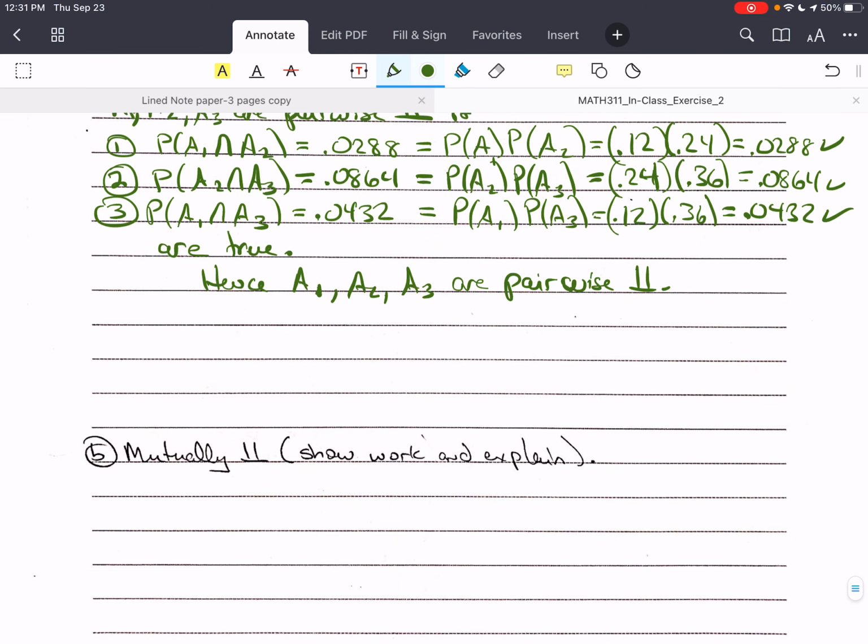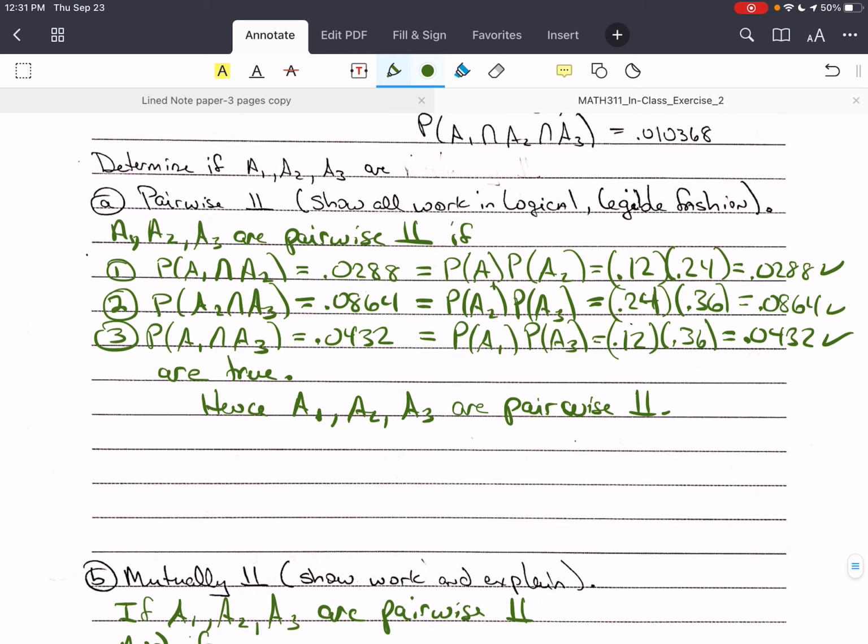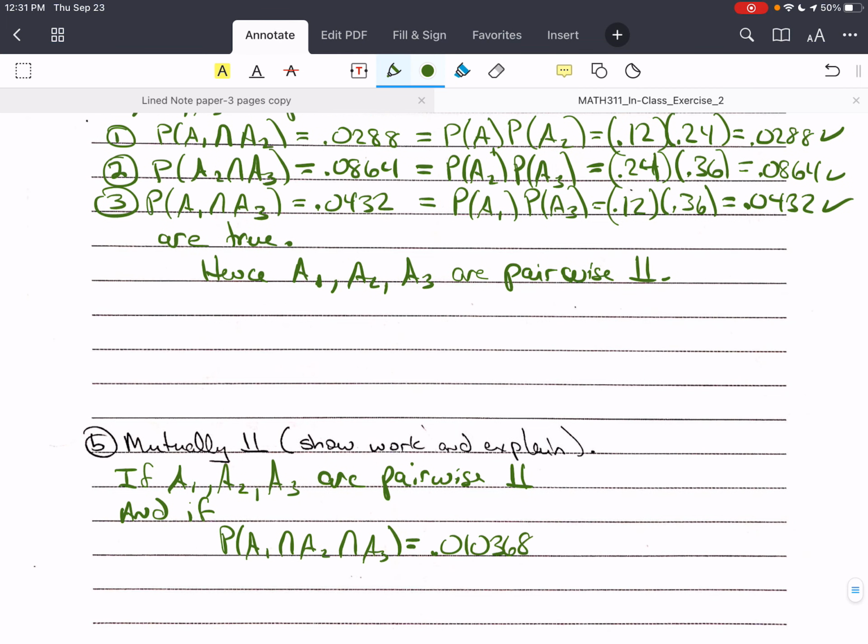Now, we want to check if they are mutually independent. This requires that A1, A2, A3 are pairwise independent, and that the probability of A1 and A2 and A3, which is equal to 0.010368, is equal to the probability of A1 times the probability of A2 times the probability of A3, which is equal to 0.12 times 0.24 times 0.36, which is in fact 0.010368.